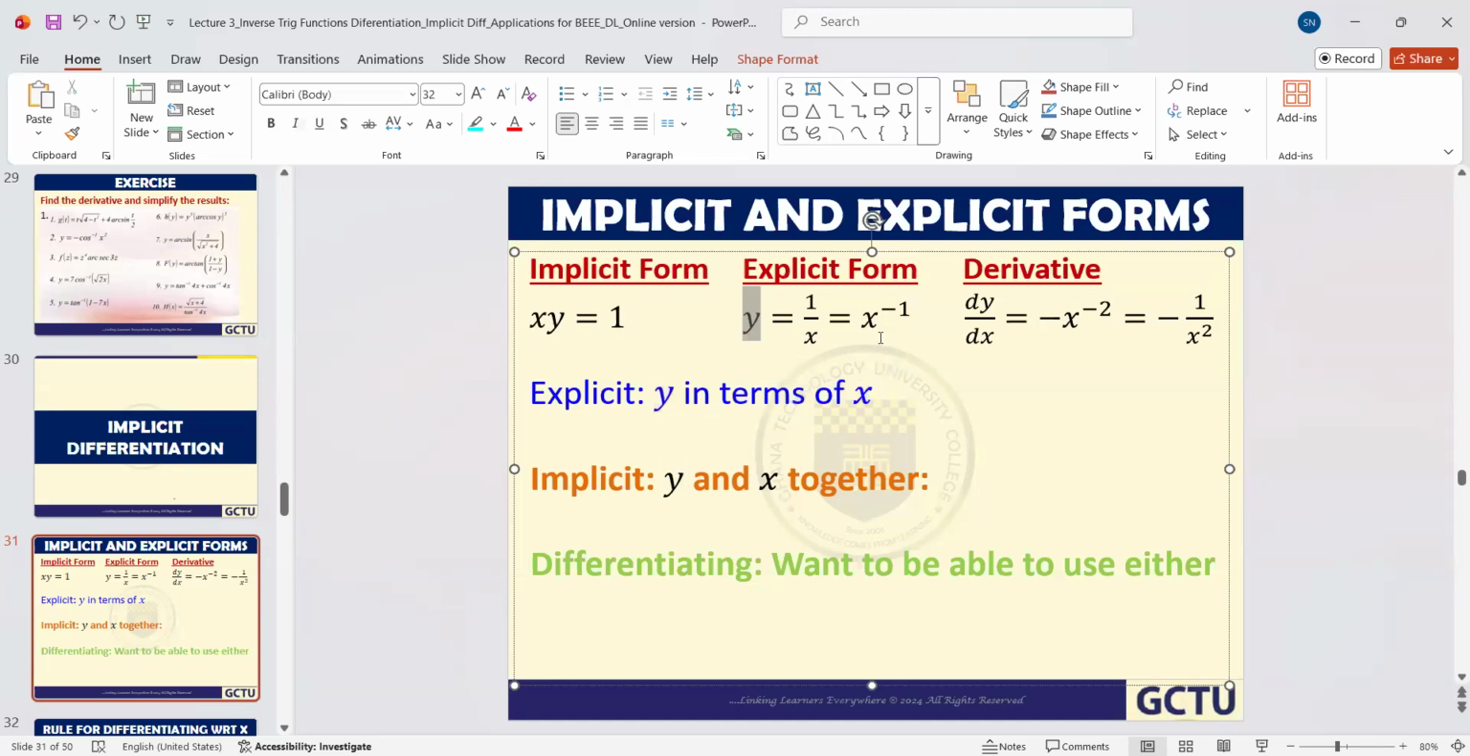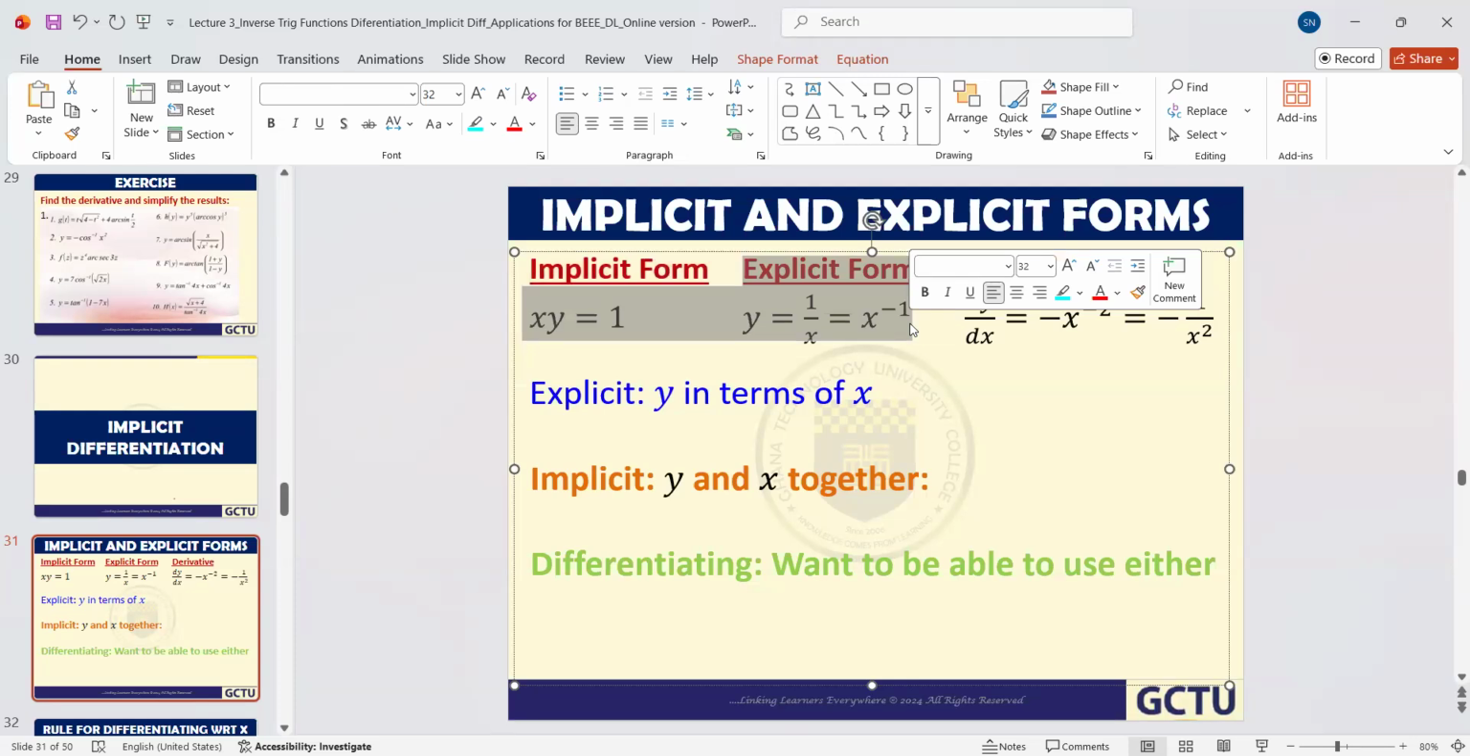And then explicit means that one of them depends on the other. And then what we are supposed to do is how do we differentiate whether the function is an implicit form or an explicit form. All this while, what we've been taught is explicit differentiation: y is equal to this, f of x is equal to that, g of x is equal to that, h of x is equal to that.